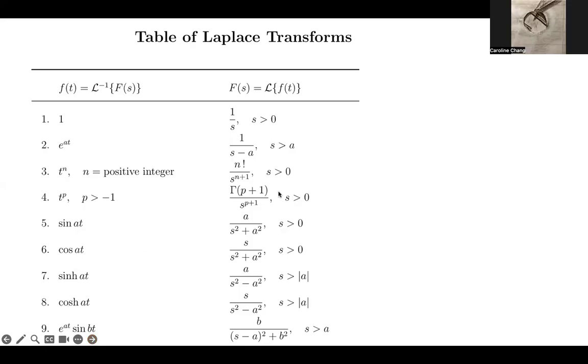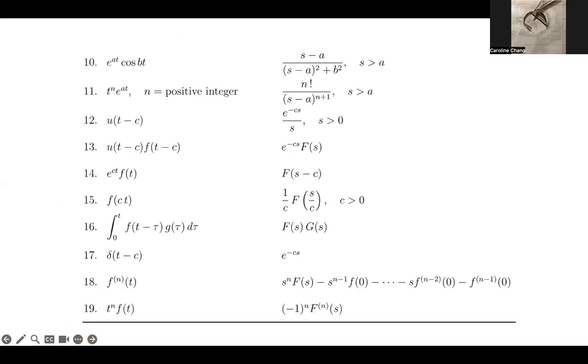As you can see from the Laplace table, when f of t is equal to sine at, we have that the Laplace of f of t is equal to a over s squared plus a squared. And in our other slide, we see from problem 19 that t to the power of n times f of t corresponds to the Laplace of negative 1 to the power of n and the n-th order derivative of F of s.